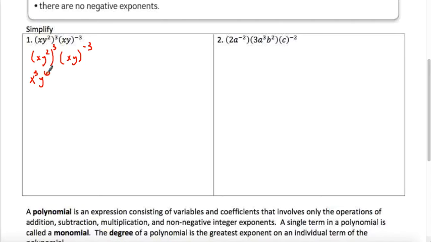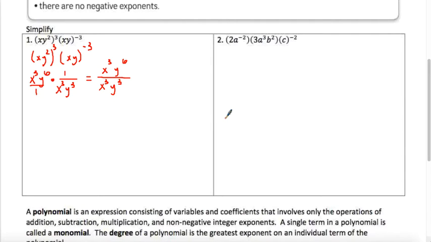Now remember, a negative exponent is saying that we're going to have 1 divided by the positive of that. So really that's 1 divided by x to the positive 3 and then y to the positive 3. Now remember, if we're multiplying fractions or rational expressions, this bottom denominator is a 1. So this can be written as x to the third times y to the sixth divided by x to the third times y to the third.